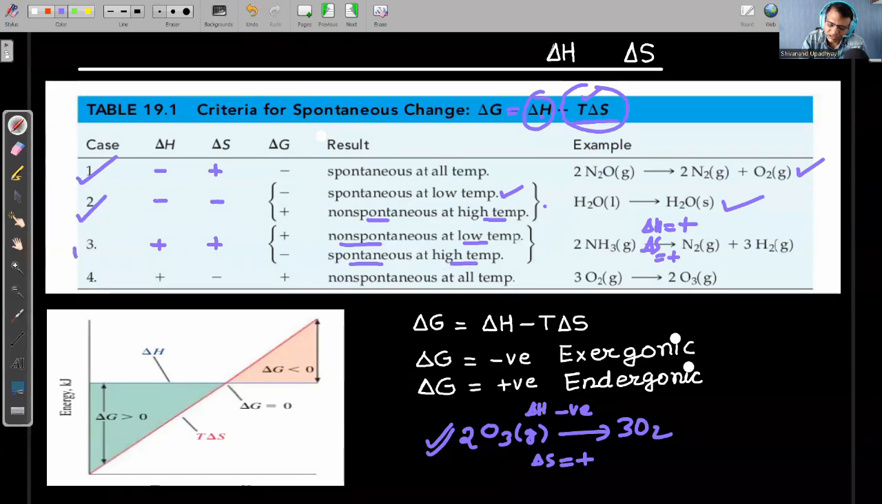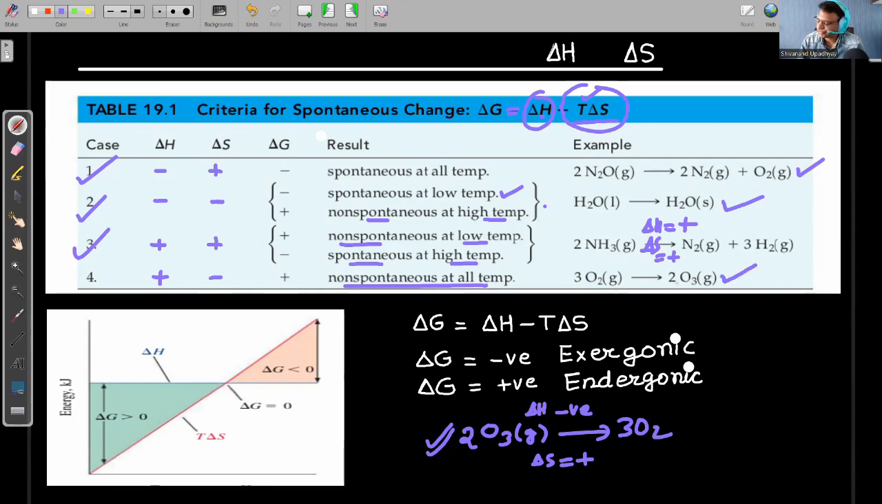So we have discussed these three cases. The last case is the fourth case, where delta H is positive and delta S is negative. Delta H positive and delta S negative means minus T delta S is also positive. So this delta G is always positive. The reaction is non-spontaneous at all temperatures. So this is the example.